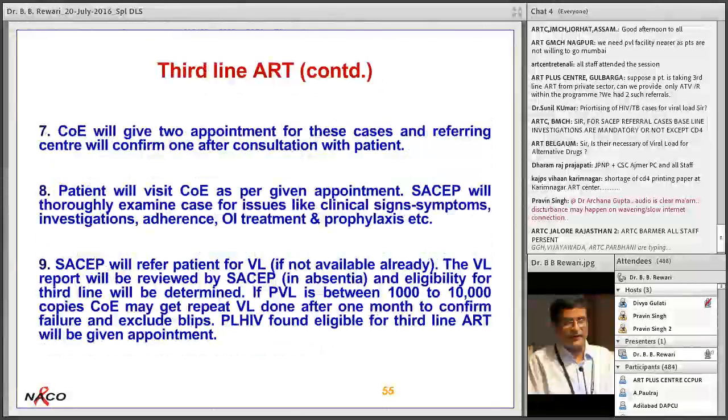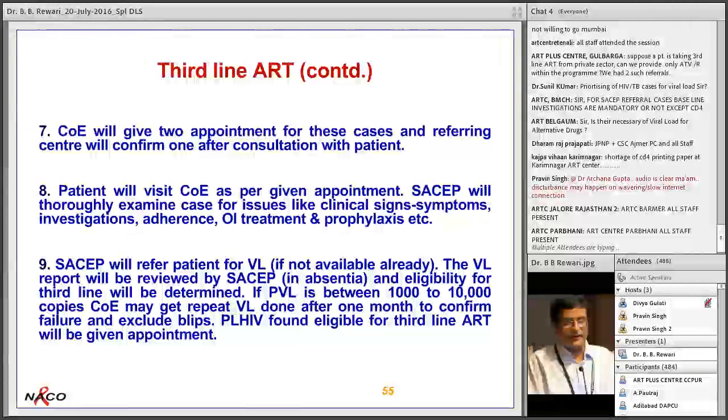COE will give 2 appointments, patient will visit COE as per appointment, will be reviewed, and SACEP will refer for viral load if it has not been done. Viral load report will be reviewed by SACEP in absentia, patient visits only once for review. But if the viral load is between 1000 to 10,000, then we have to get this viral load done again after 1 month to confirm failure, because there can be some blips of viral load in between. And PLHIV found eligible for third line will be given appointment.